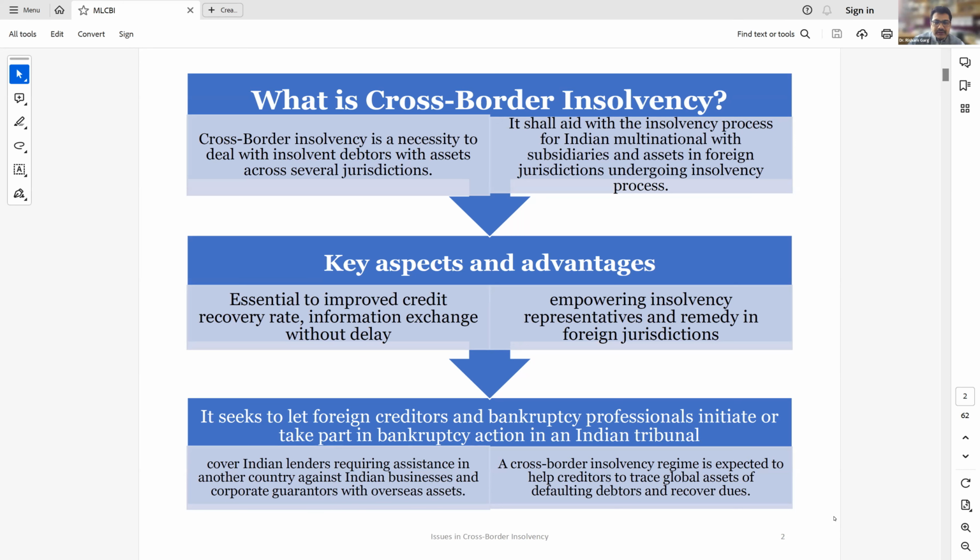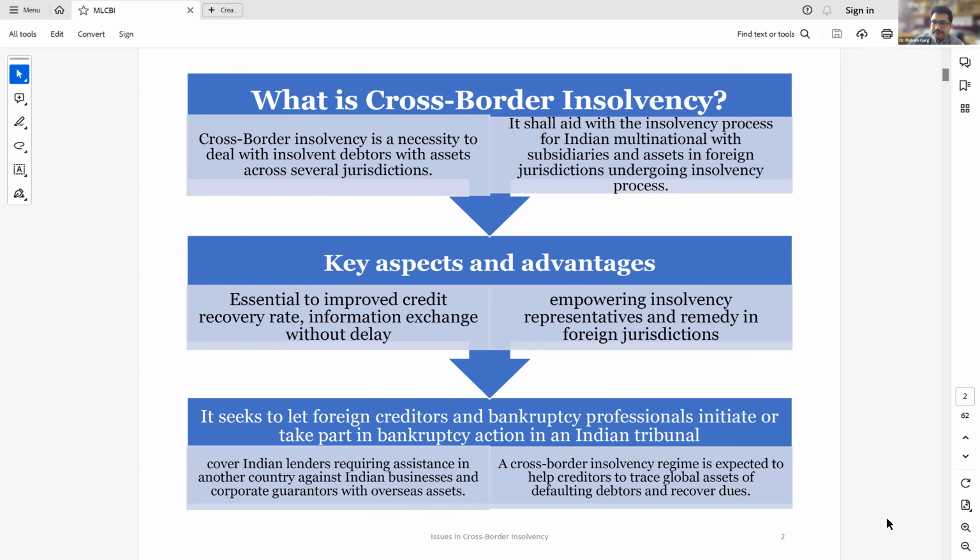Then it seeks to let foreign creditors and bankruptcy professionals initiate or take part in the bankruptcy action in an Indian tribunal, and it covers Indian lenders requiring assistance in another country against Indian businesses and corporate debt guarantors with overseas assets. A cross-border insolvency regime is expected to help creditors to trace global assets of defaulting debtors and recover dues.